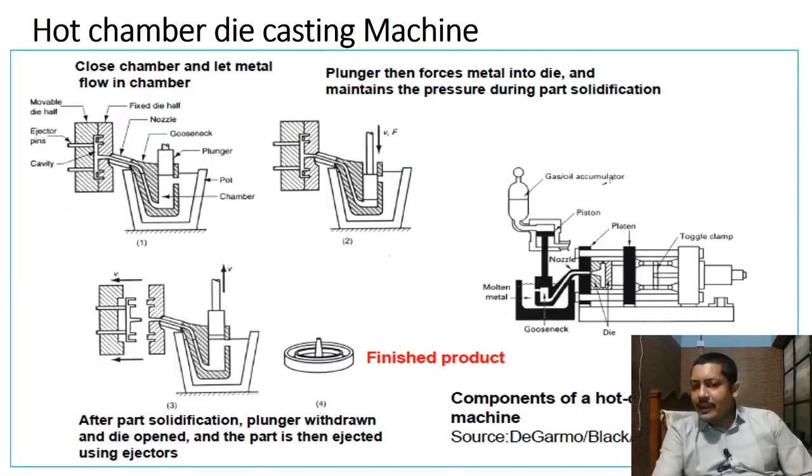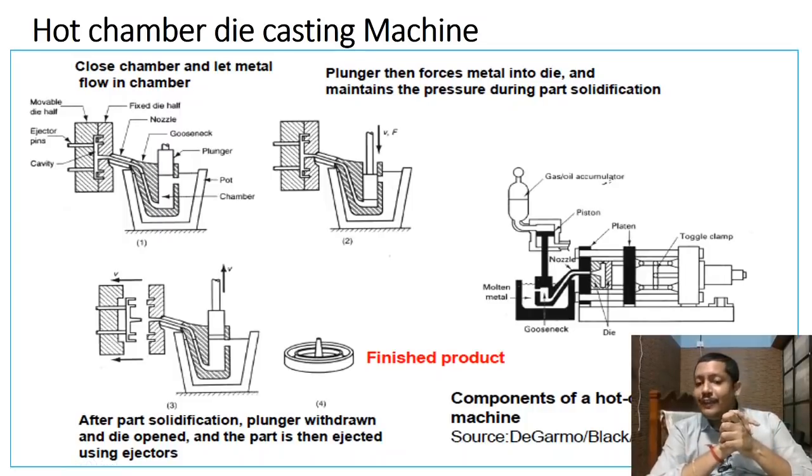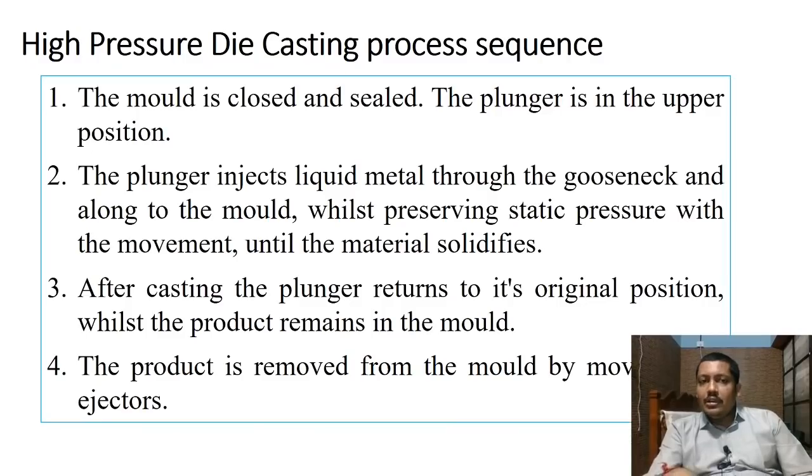So you can see a typical machine is also shown over here. Okay, so the piston arrangement is shown over here, nozzle, gooseneck, everything is shown. So this is to hold tightly between your movable and the fixed die. Okay, so the sequence is given over here. Anyhow, I have already given the description of the sequence of operation while explaining the figure. You can just have a look, you can just have a read.